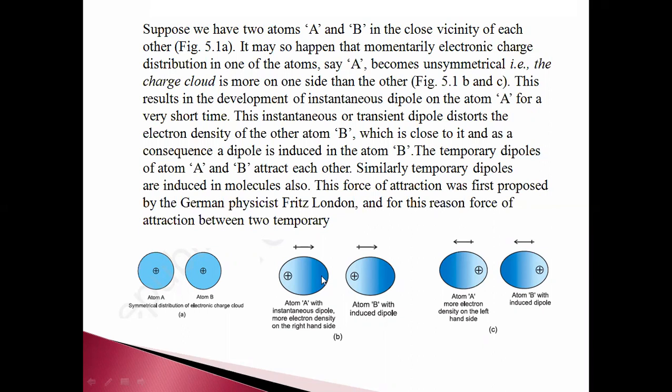So atom A with the instantaneous dipole has more electron density on the right-hand side, and B has an induced dipole over here. And see over here, there are different parts of the electrons. In the center, there is a symmetrical distribution of the electron charge cloud, and here more on the right side and more on the left side. So here the temporary dipole of atom A and B attract each other. When there is a negative, it will attract with each other.